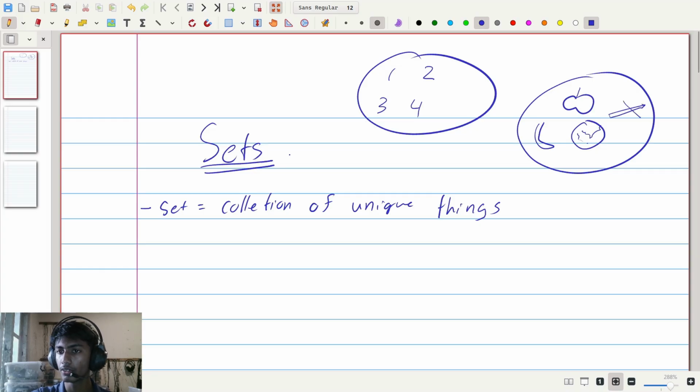This is also a valid set. So here I want to drive home the point that it doesn't matter what you put in the set. We can even put a 3 here also. Any collection of different elements can be considered a set.